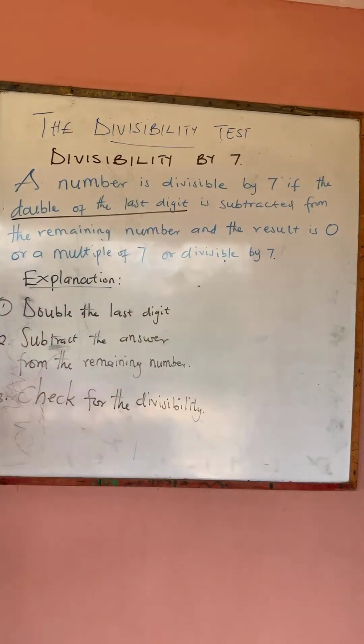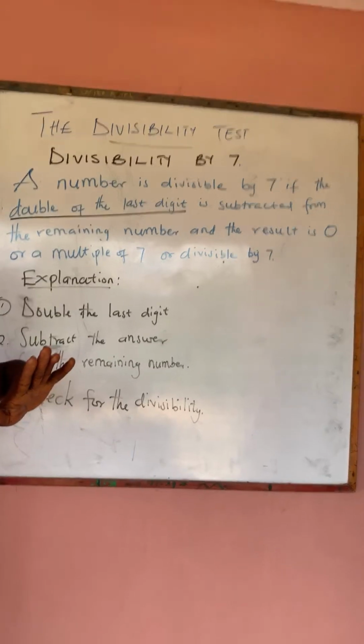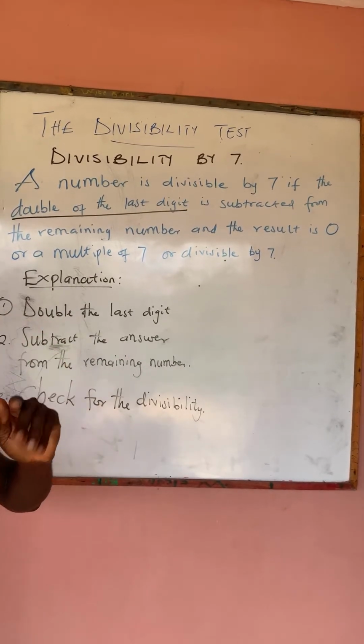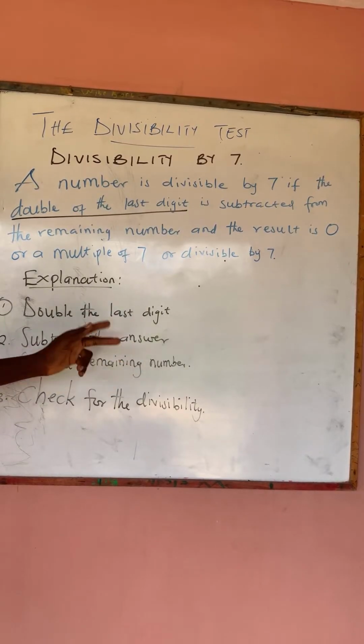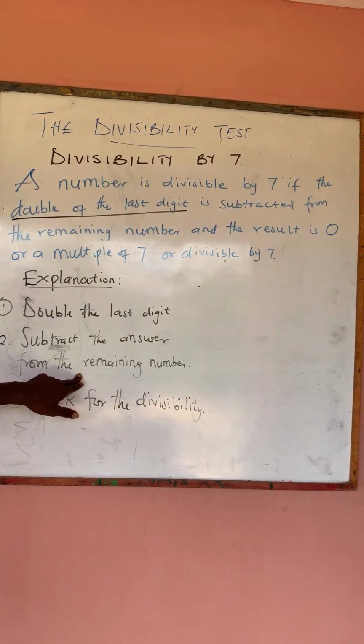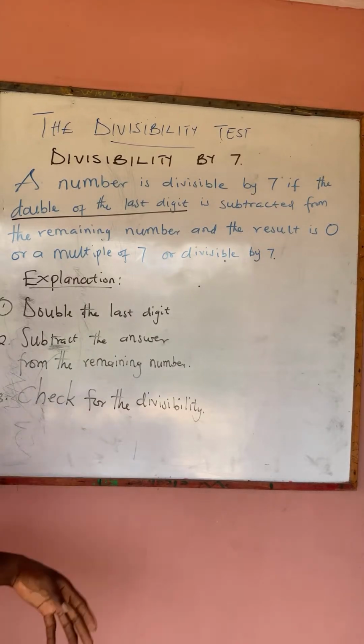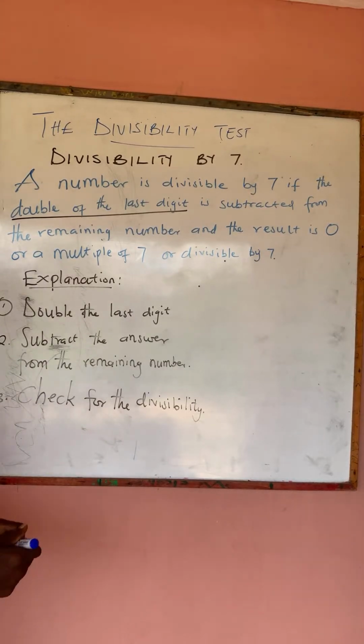This rule has been explained over here. Now, one, double the last digit. You find the double of the last digit. Then two, subtract the answer you get from doubling the last digit from the remaining number. Then you check it for divisibility. Let's take an example.